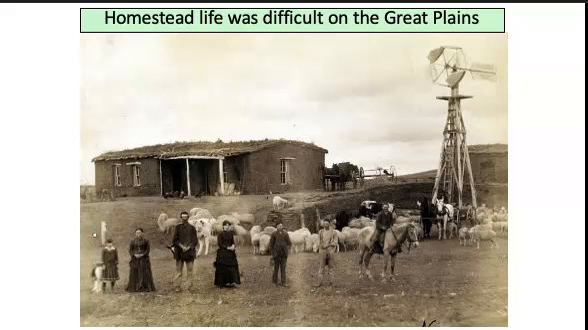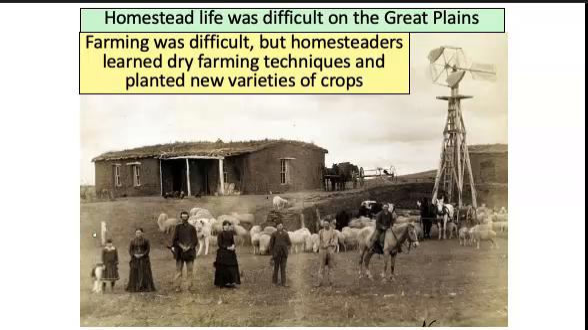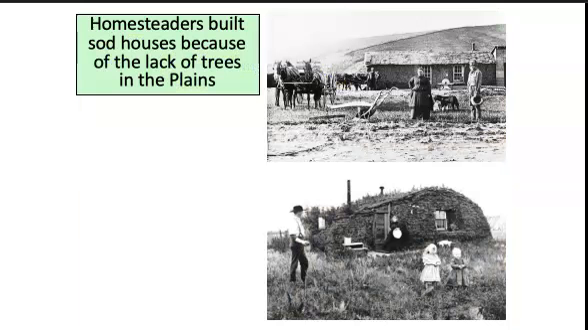Homestead life was very difficult on the Great Plains. Farming was difficult for a variety of reasons. But homesteaders learned new techniques such as dry farming and planting new varieties of crops in the West. And homes and houses also had to be adapted to the new environment. For instance, homesteaders built what were called sod houses or soddies because of the lack of trees on the Great Plains. We can see some examples of those on the picture on the right-hand side.